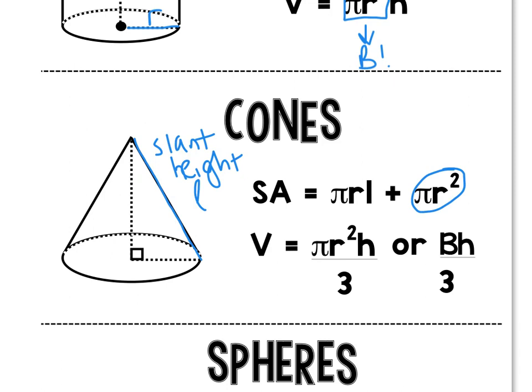And then my volume is 1/3 pi r squared h, or 1/3 the area of my base times height. So we could write that as over 3 like is typed, or 1/3 like this, whichever one you like. So we have our slant height L, we have our radius r, and height h.